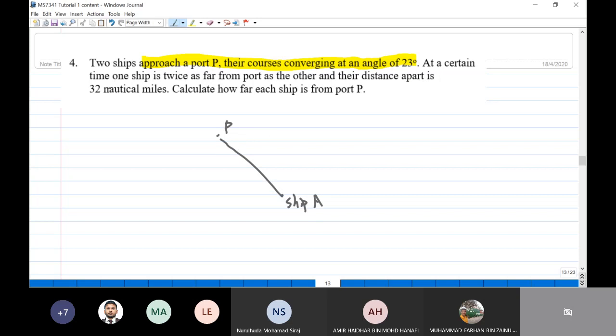And then A is ship A. Then another ship somewhere here. Ship B. Okay. So actually the ships are A and B. So this is ship A here. So they're converging at an angle which is 23 degrees.